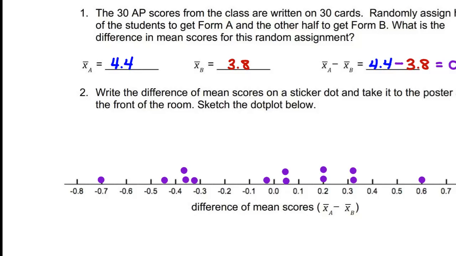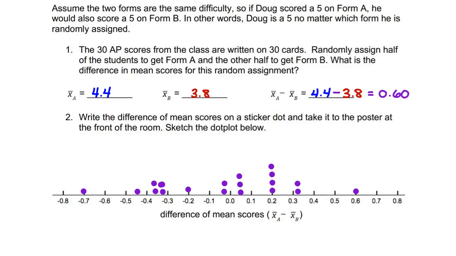Olivia? 0.2. Lainey? Negative 0.2? Estrella? 0.34. Brandon? Negative 0.06. So here. Logan? 0.2. And what'd you get, Morgan? 0.06. So right about here.